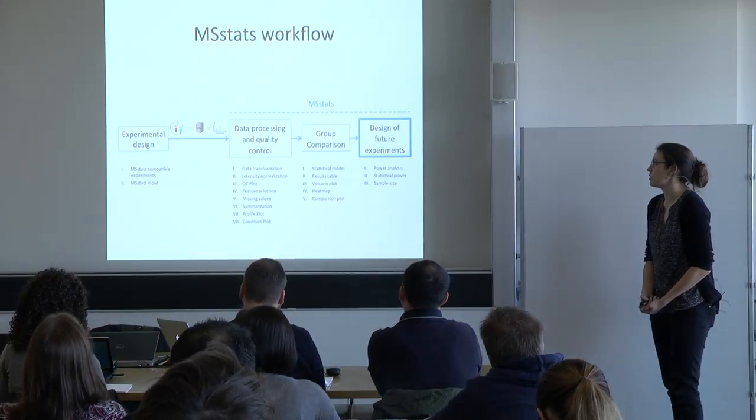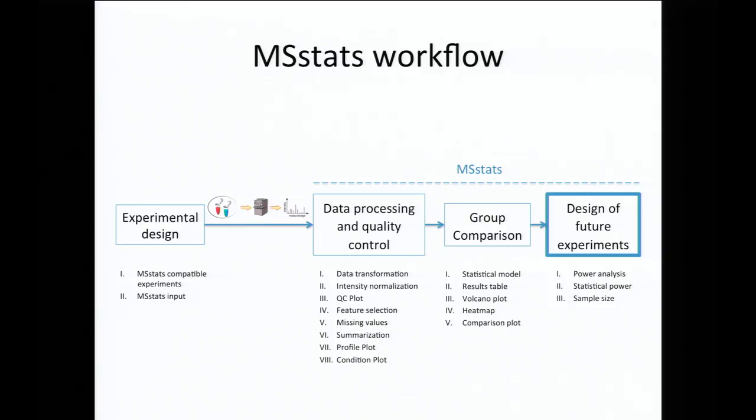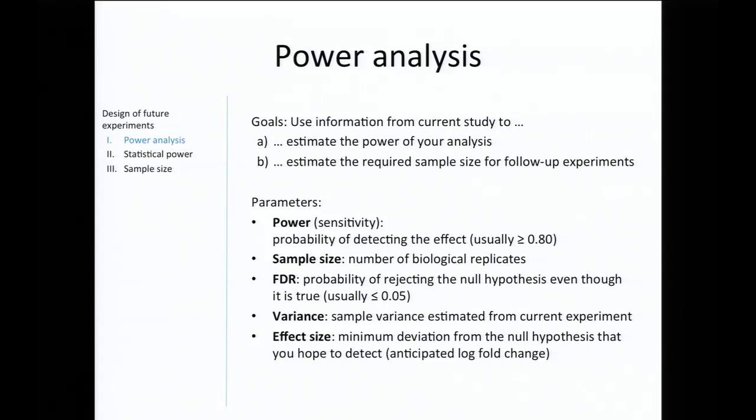Okay, now we get to the last step in the MSstats processing modules, which would be the design of future experiments, and this is done based on a power analysis. So the goals of this power analysis would be to use the current information that you have from the data set to estimate power of your analysis, or also for future analysis, and even more importantly to estimate the required minimal sample size for getting a sufficient statistical power in follow-up experiments.